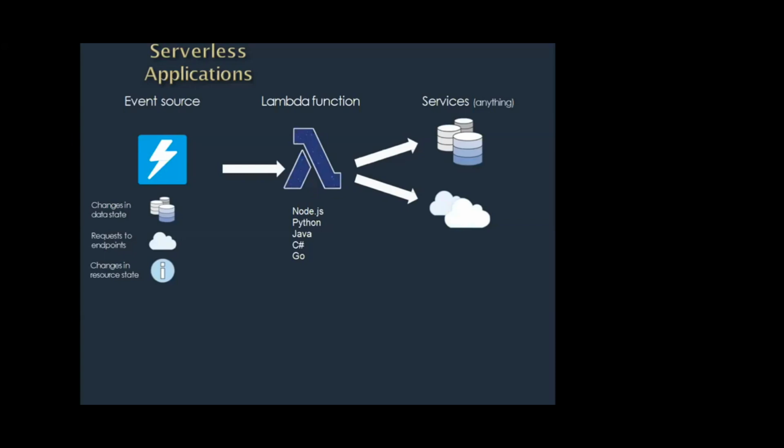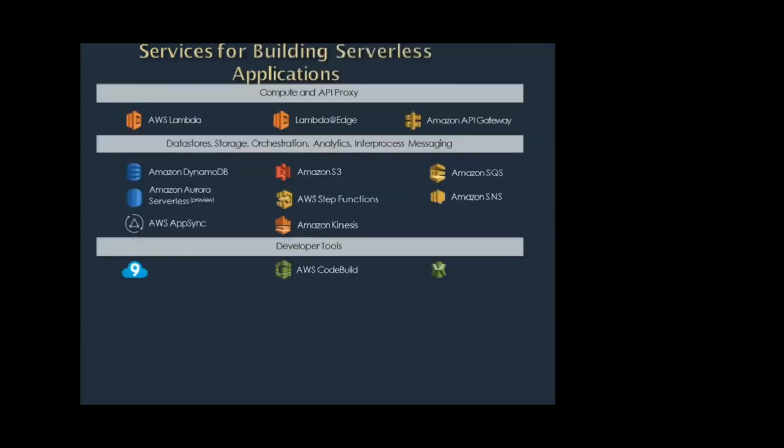Lambda is used to run code in response to events from other services. Like we can connect Lambda with other services such as EC2 and our database. This can be combined for making a real life application. We'll discuss that in our next slide.